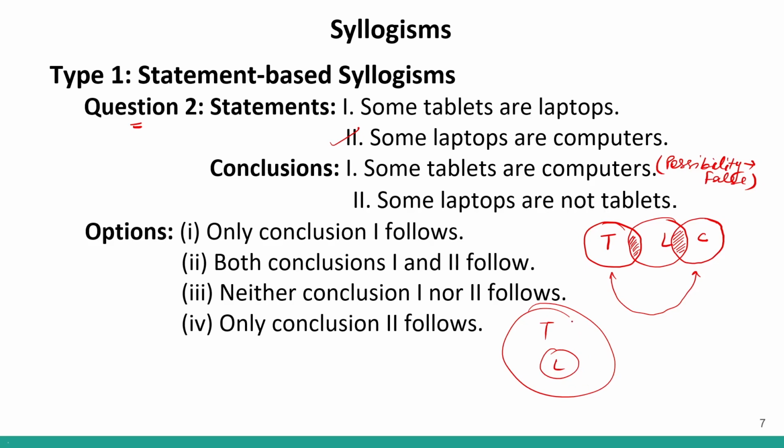In this scenario, all the laptops are tablet. Correct? In this scenario, all the laptops are tablet. So, conclusion number 2 says some laptops are not tablets. This is not correct. This is a possibility, but it is not mentioned whether it is a possibility or not. So, this is false. So, both of my conclusions will be false. If I look at the options, option number 3 says neither conclusion 1 nor 2 follows. This will be my answer. Clear? This will be my answer.